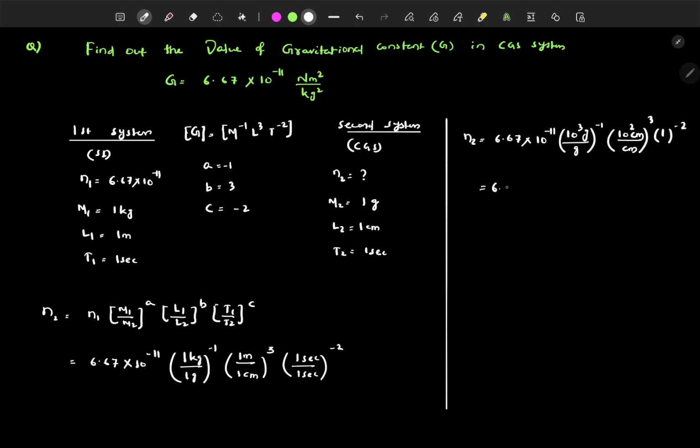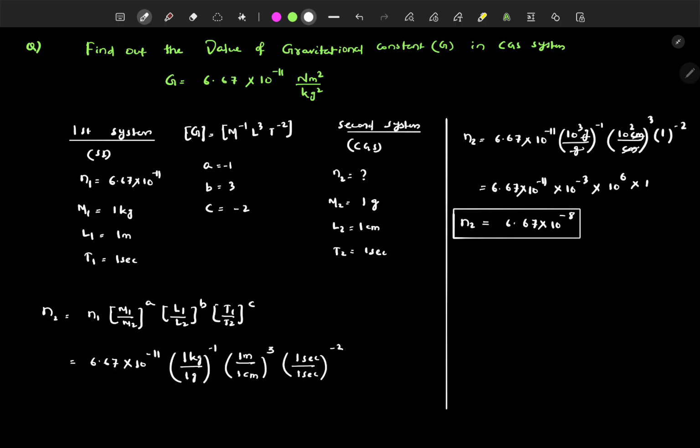So this is equal to 6.67 into 10 to the power -11. After cancellation of gram, 10 to the power 3 to the power -1 is 10 to the power -3. After centimeter cancels, 10 to the power 2 to the power 3 is 10 to the power 6, and 1 to any power is 1. So the final answer will be 6.67 into 10 to the power -11 -3, that is -14, and -14 plus 6 is -8. So this is the value of N2.